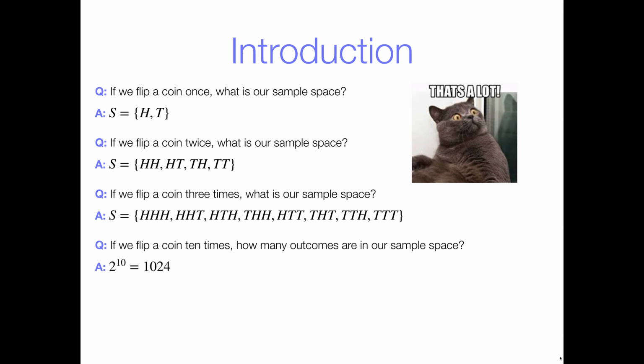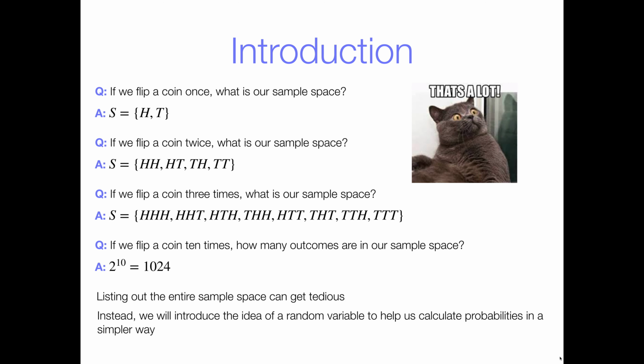So that got out of hand pretty quickly. We would not want to write all of those out. But probabilities for this situation of flipping a coin 10 times are still things we could definitely be interested in. So that's where the idea of a random variable comes in. It's going to help us calculate probabilities without having to list things out and count them. It's going to make our life easier.